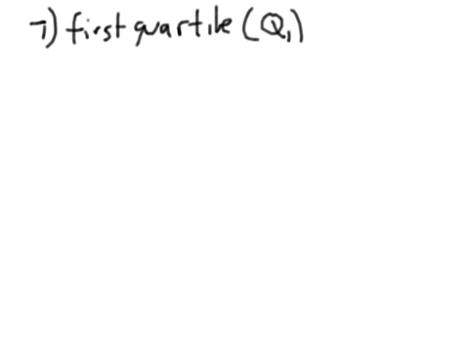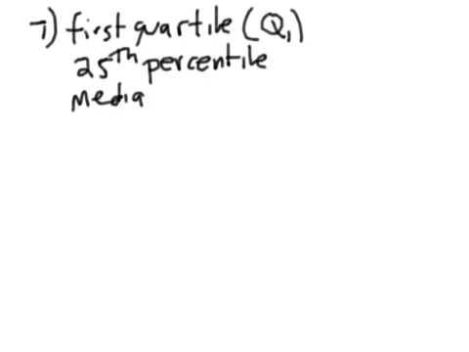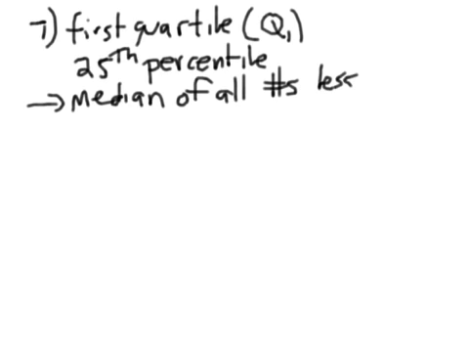Is something called the first quartile, which the symbol for that is Q1. The first quartile is the 25th percentile, which is a term you may be familiar with from standardized testing and stuff. Here's the real definition. It's the median of all numbers less than the median.